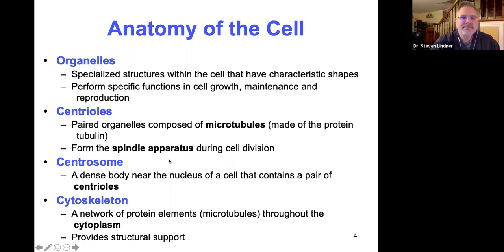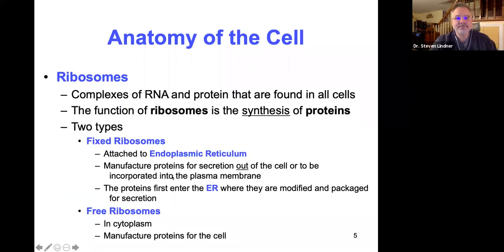Microtubules. The cytoskeleton is a network of a bunch of protein elements. Some are microtubules, some are microfilaments, and some are these intermediate filaments. They are not quite as large as microtubules. They're not quite as small as the microfilaments. They're kind of in between. They're called intermediate filaments, and they're designed to provide structural support of the cell.